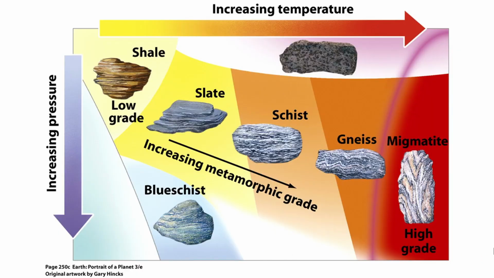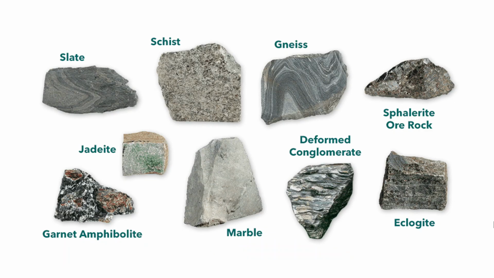So we can see here, with an increasing range of temperature, the grades of rocks also increase, from shale to slate to schist and gneiss. So these are examples of metamorphic rocks.